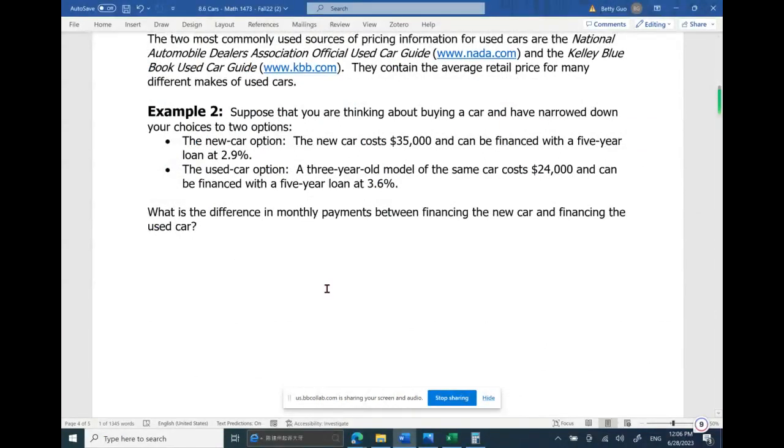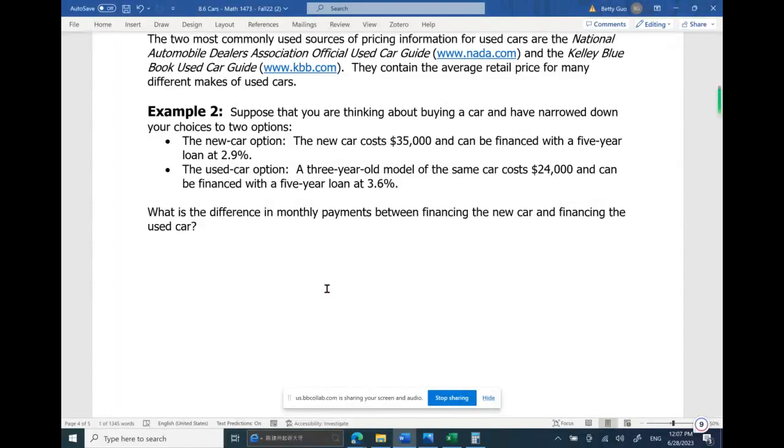The first option, buy a new car. The cost is $35,000, and you can finance the car with a 5-year loan at 2.9%. And second option, you buy a used car, and the cost is a lot lower, only 24 grand. The car loan is a 5-year car loan at 3.6%, and the car is a 3-year-old model of the same type of car.